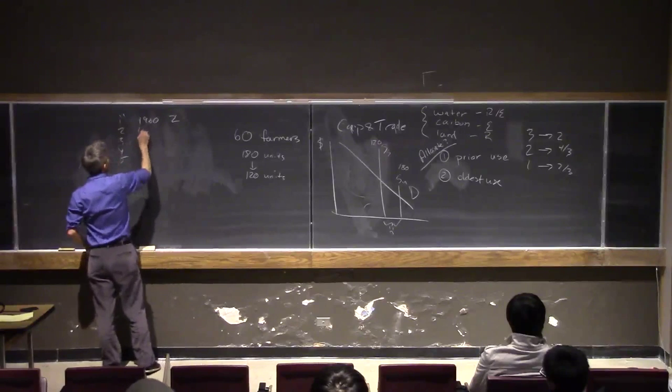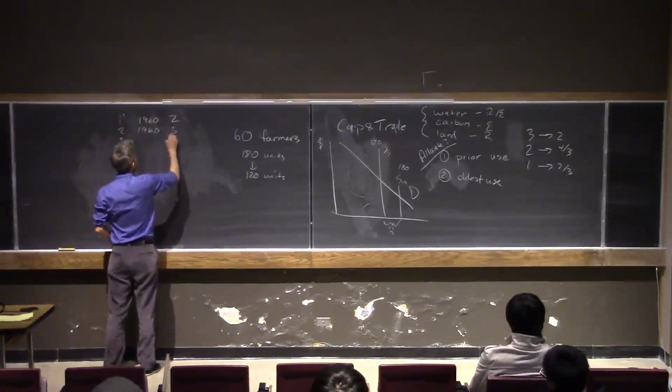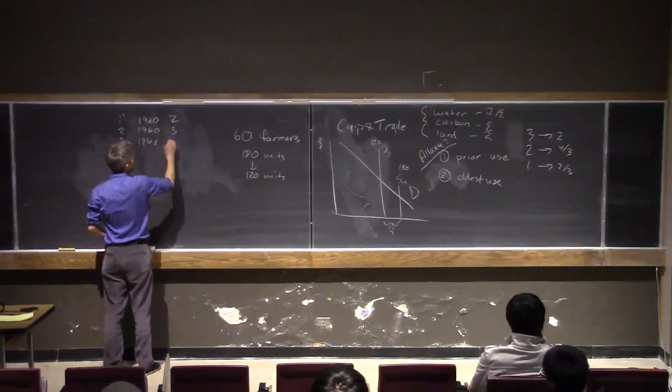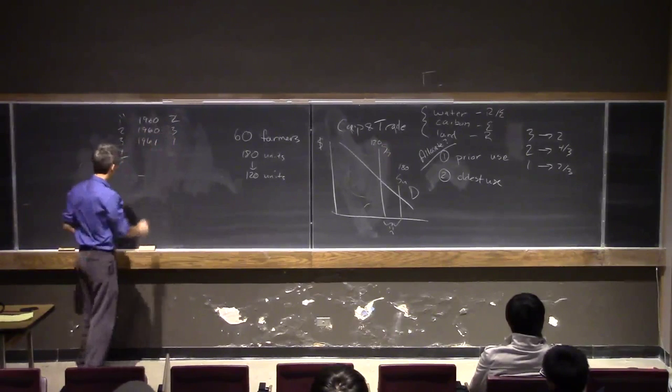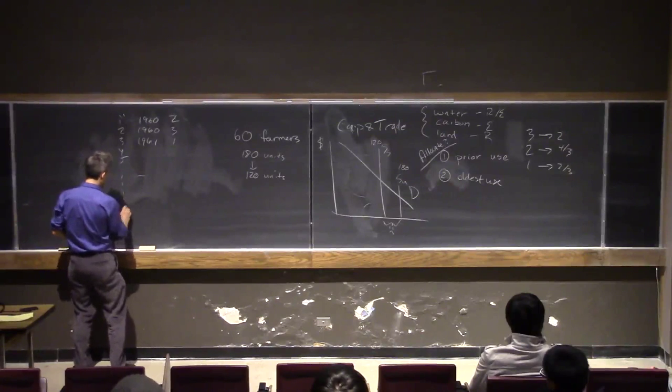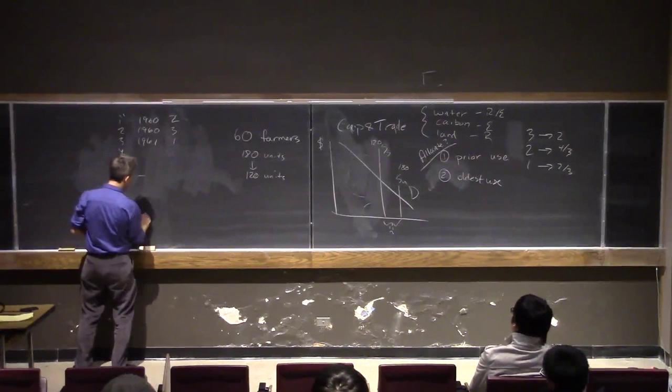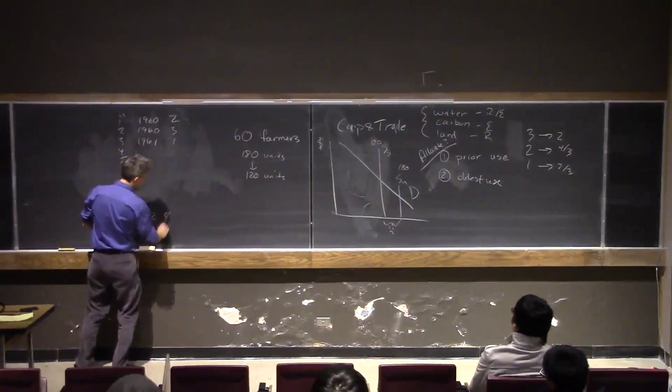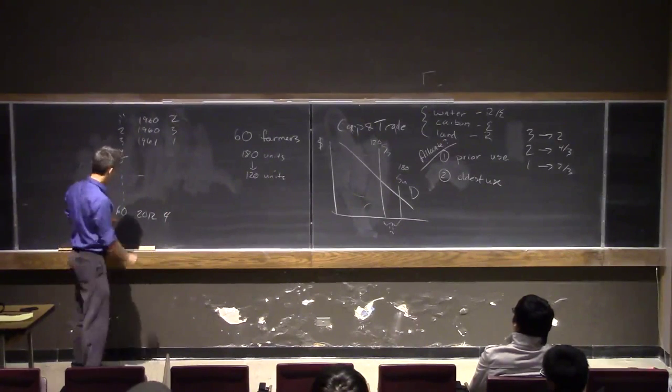The other one said 1960, they were using 3 units of water. 1961, they were using 1 unit of water, and so on. And you go all the way down here to the 60 farmers. The 60th farmer in 2012 started using 4 units of water. And so on.